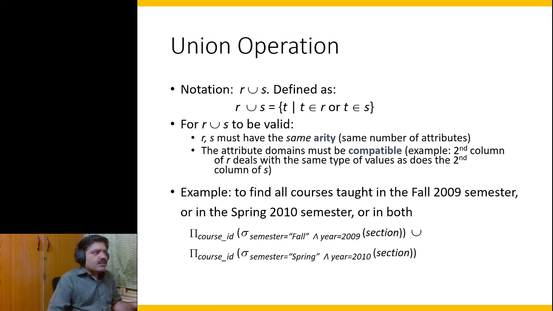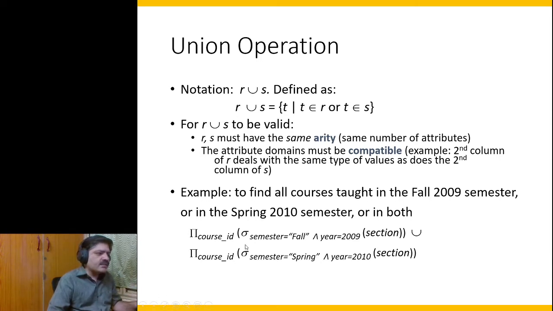Let's look at the union operation. R union S is defined as all those tuples T such that T belongs to the relation R or T belongs to the relation S. Let's first look at an example. Let's say we have to find all courses taught in the fall 2009 semester or in the spring 2010 semester or in both. How would I write this?